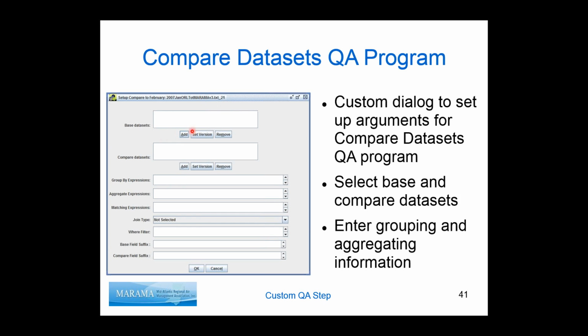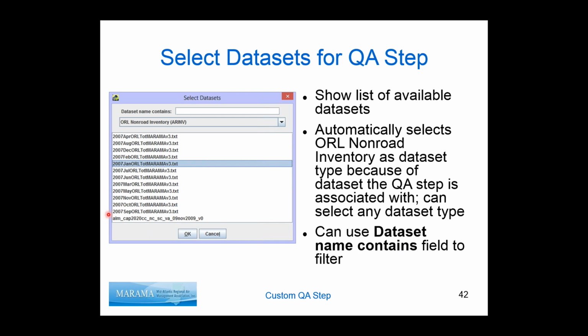So we start by setting up the data sets, and there's an add button for both the base and the compare to pick which data sets. When you click that, you'll get a dialog pop up that lets you pick the data sets. By default, it's going to be showing you the ORL non-road inventory. That's because we associated this QA step with an ORL non-road inventory. You are not limited to that data set type when you're doing comparisons. It's just a handy thing.